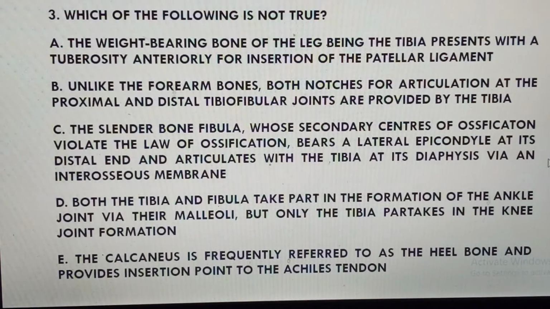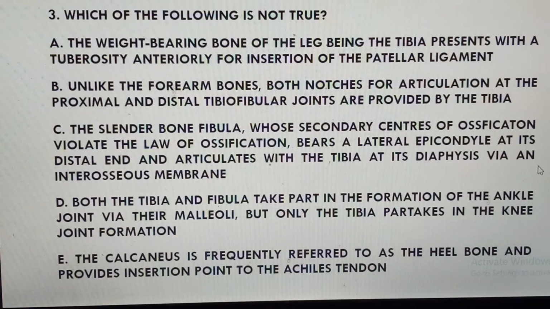Option C says, the slender bone fibula, whose secondary centers of ossification violate the law of ossification, bears a lateral malleolus at its distal end and articulates with the tibia at its diaphysis via an interosseous membrane. Yeah, this is actually a very true statement. We see the secondary ossification centers in both the tibia and fibula, and of course it articulates to the tibia via an interosseous membrane.